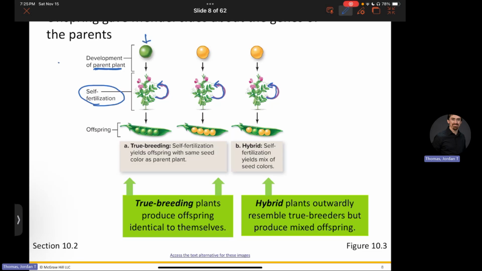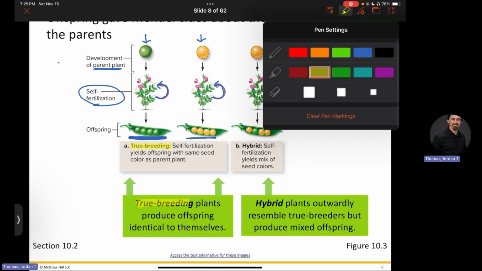In the green plant here, when it was self-pollinated, all he got were green seeds. The same happened in this first yellow seed. With self-pollination, all he got was yellow. So these are examples of true breeding plants. Self-fertilization yields offspring with the same seed color as the plant. True breeding plants, down here, are plants that produce offspring identical to themselves. So a true breeding plant produces offspring identical to themselves.